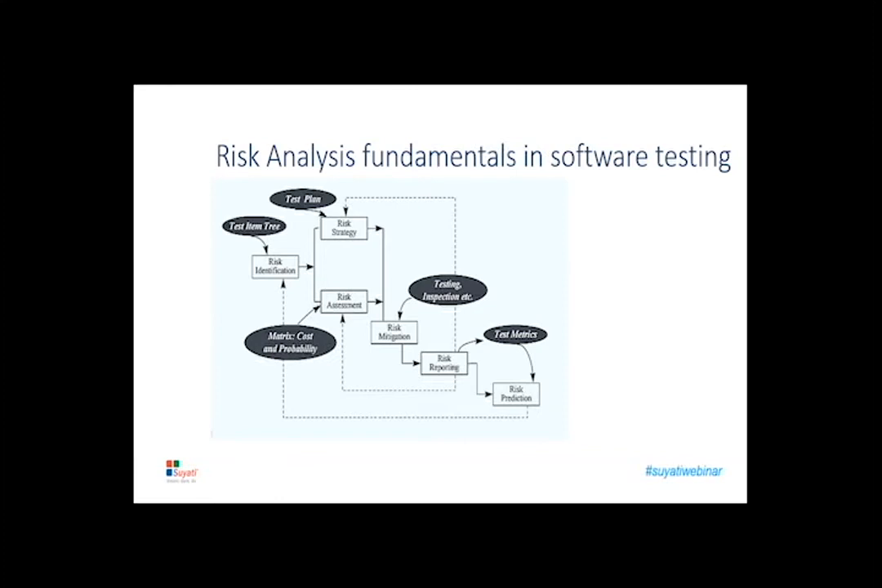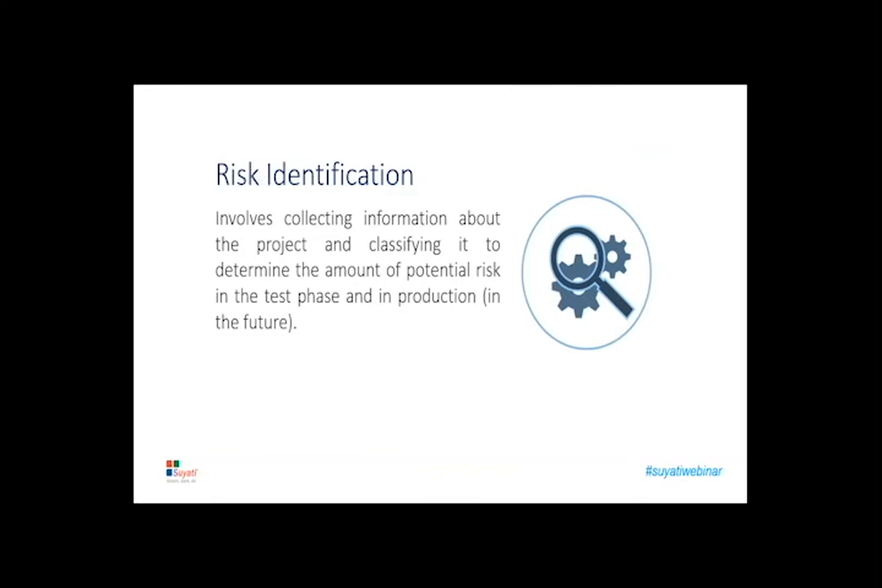We shall now move to each of them in detail. Firstly, risk identification. What does risk identification mean? It involves collecting all available information about the project and classifying it to determine the amount of potential risk involved in the test phase and in production. For risk identification, we need to describe all the requirements in terms of risk involved within the project.